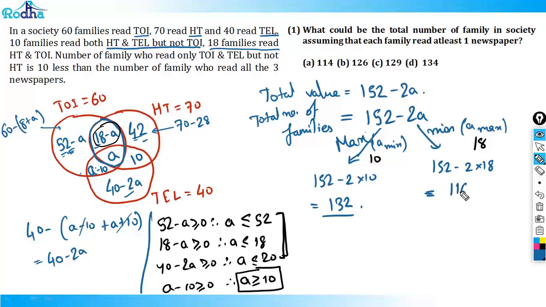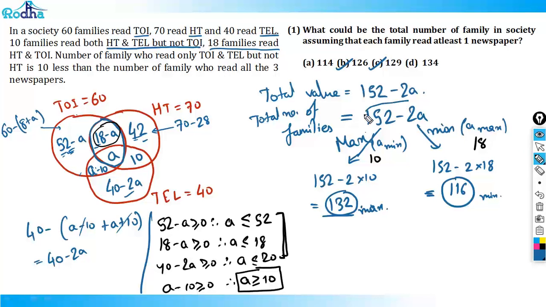So minimum number of families is 116. Okay. And maximum number of families is 132. So my answer will be in between these two. So which are the options? So between 132 and 116, there are two options: 126 and 129. Fine. But you can see here that total number of families is what?